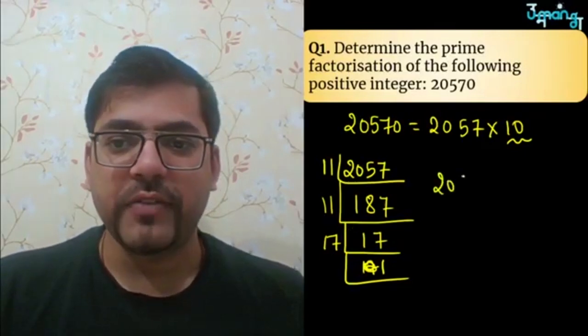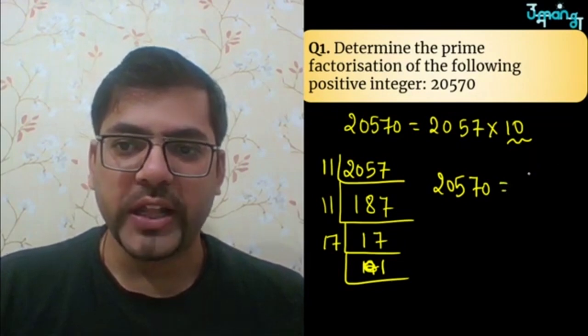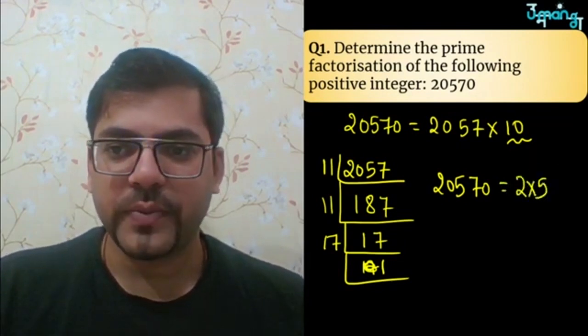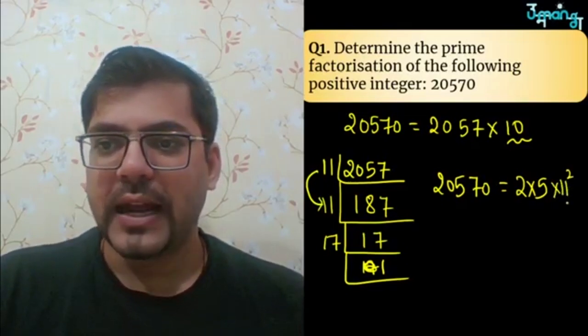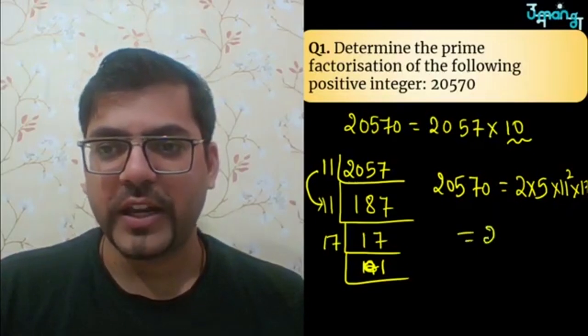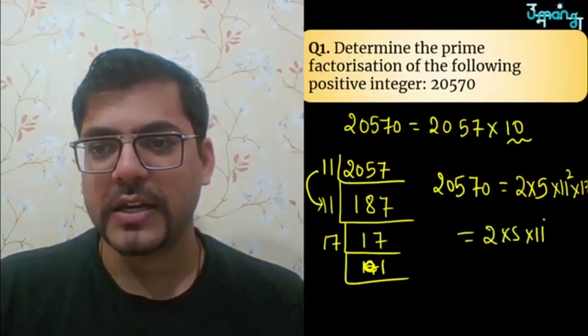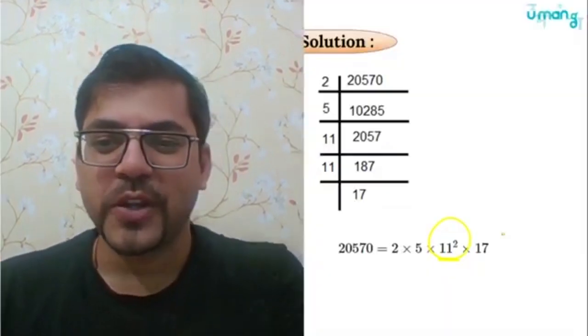Now if I have to write the prime factorization of 20570, 10 was already there, and 10 means 2 into 5. Then I got 11 two times, that is 11 squared. And then I got 17. So finally I got 2 into 5 into 11 squared into 17, and that is our prime factorization. Okay, so here's the answer.